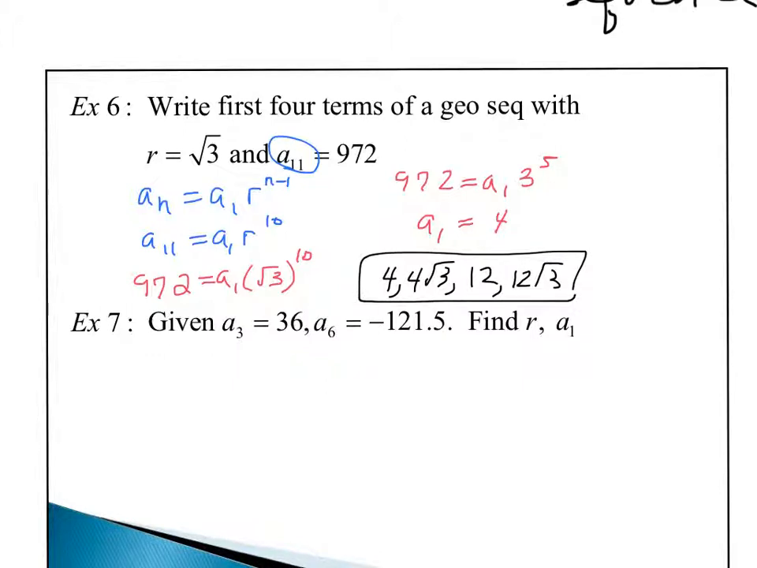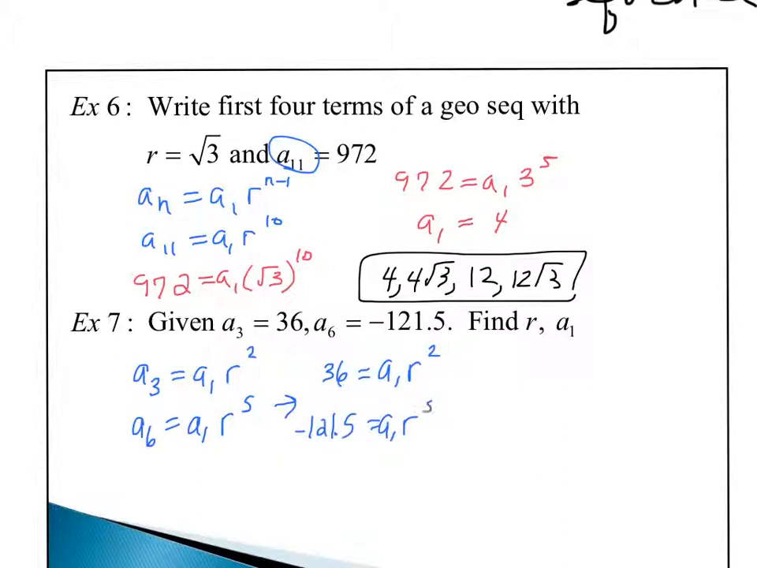Alright, now if we look at number 7, here we are given 2 different terms. In our arithmetic sequence notes, when we had 2 different terms, we wrote a system. And we're going to do the same thing here. We can say that a3 equals a1 times r to the 2nd power, and a6 equals a1 times r to the 5th power. Now if we plug in what we know, a3 is 36, so 36 equals a1 r squared, and a sub 6 equals negative 121.5, a1 r to the 5th.